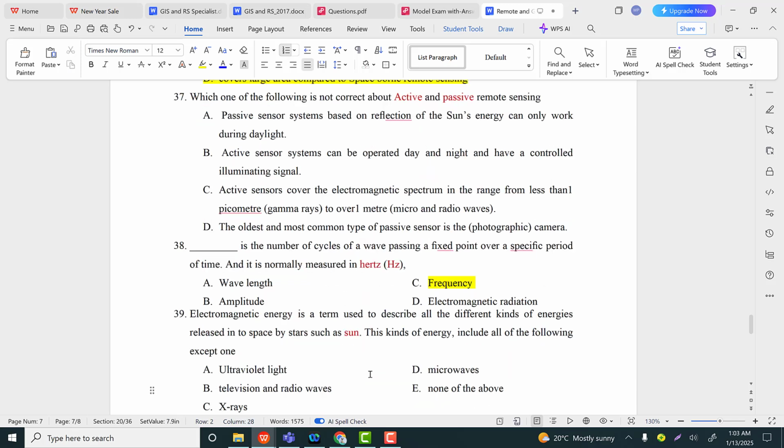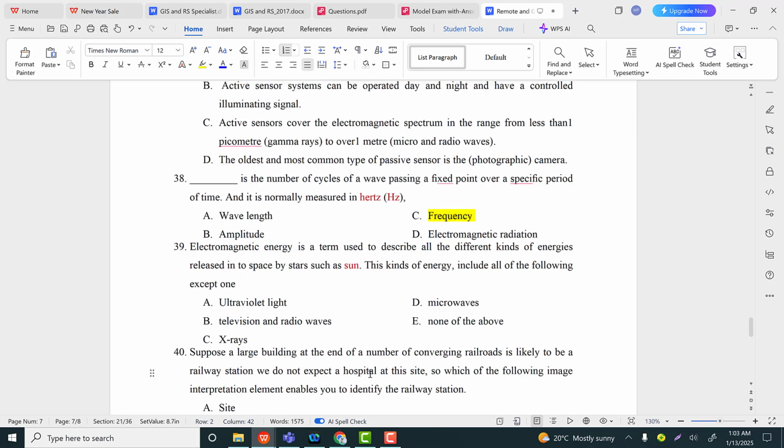Question number 39. Electromagnetic energy is a term used to describe all the different kinds of energy released into space by stars such as the sun. This kind of energy includes all of the following except one. A. Ultraviolet light. B. Television and radio waves. C. X-ray. D. Microwave. E. None of the above.